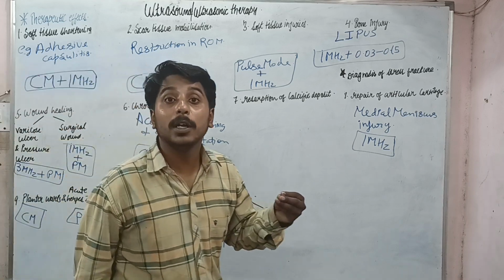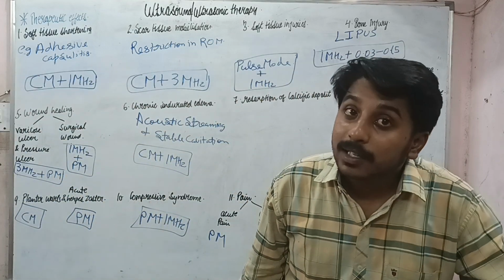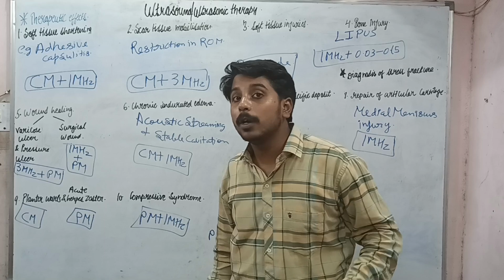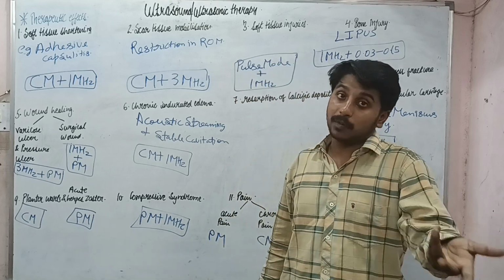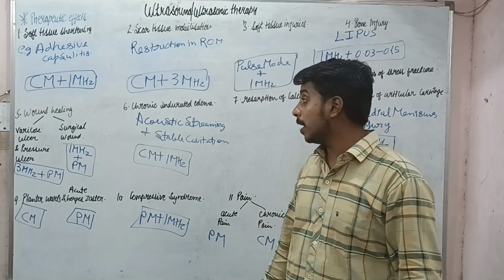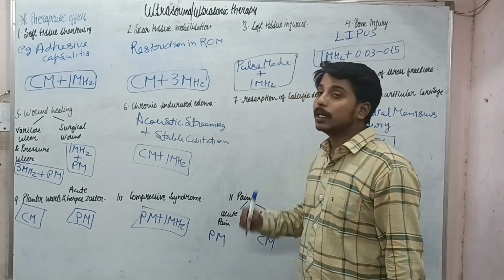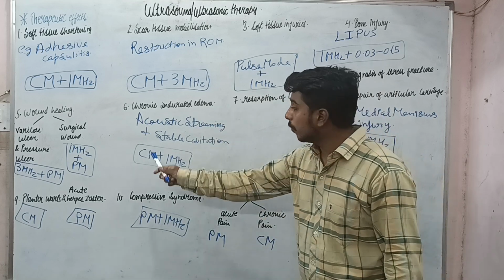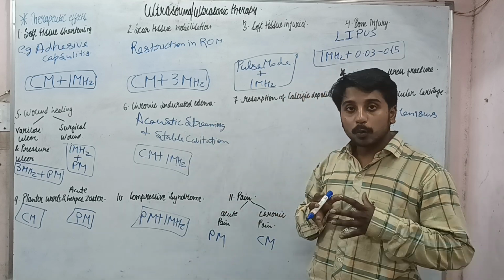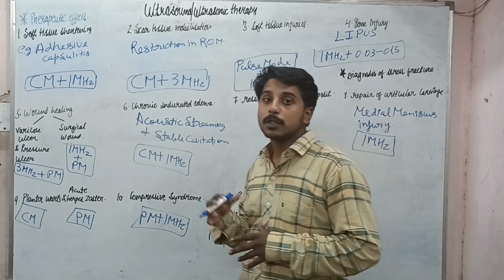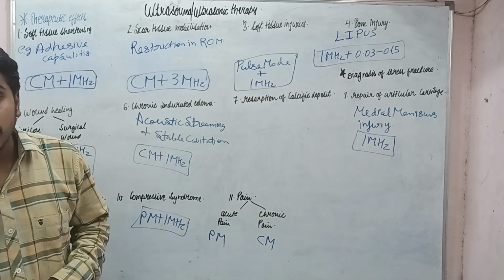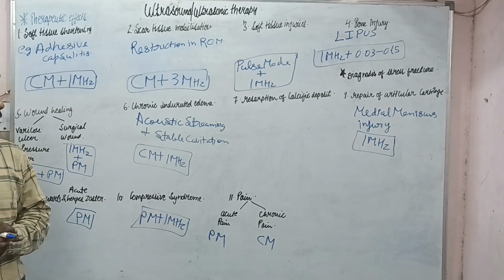To reduce the chances of bleeding, because if there is a wound and you are using continuous mode, it will increase the blood flow, and bleeding may occur. Chronic indurated edema, so here also we need the continuous mode to increase the blood flow so as to reduce the edema at 1 megahertz.